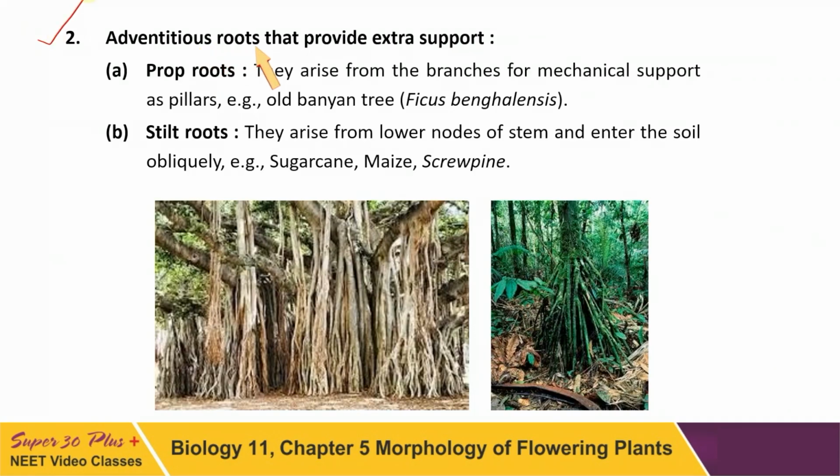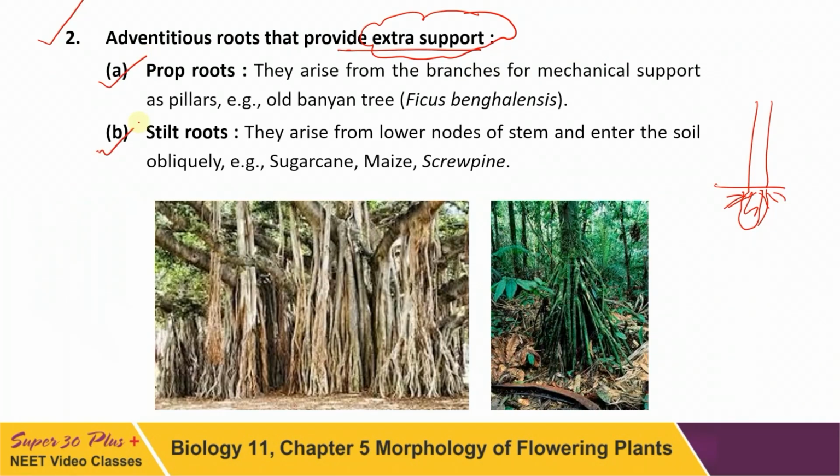The second purpose of adventitious roots may be to provide extra support. The taproot will provide support, no problem. This is the taproot, this is the stem, or this is the fibrous root. The purpose is to provide extra support. Two types of modifications are very popular and very important from the examination point of view: one is prop root, and one is stilt root.